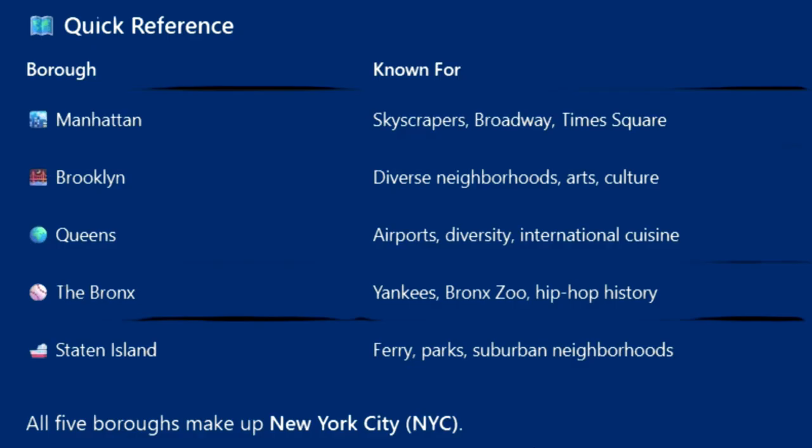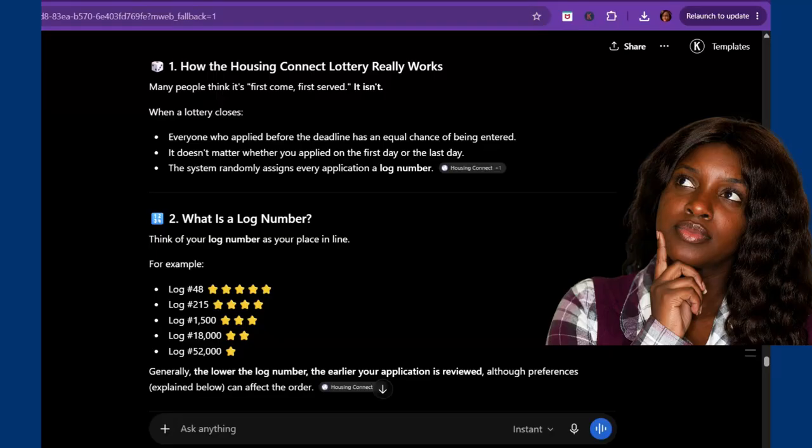Brooklyn, it says, is the diverse neighborhoods with arts and culture. Queens has the airports and diversity and international cuisine. The Bronx, where the Yankees are from, right? The Bronx Zoo and the hip-hop history. And Staten Island with the ferry and the parks and the suburban neighborhoods, okay? So all of these 5 boroughs make up New York City, okay? Okay, so here we have it.